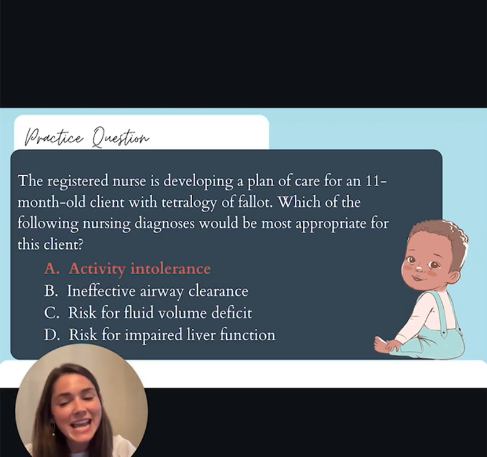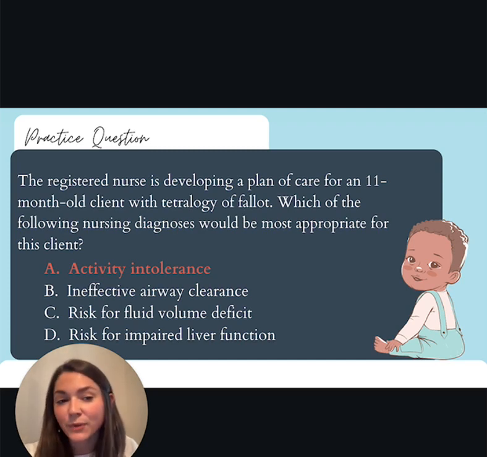So the answer is A, activity intolerance. So clients with Tetralogy of Fallot cannot always tolerate normal activity that other infants can. For example, this child may not be able to play like their peers without having one of those Tet spells. So let's look at the other answer choices and discuss. We know that in Tetralogy of Fallot, a client's airway is not the main problem. This condition is primarily affecting the heart, not the lungs.